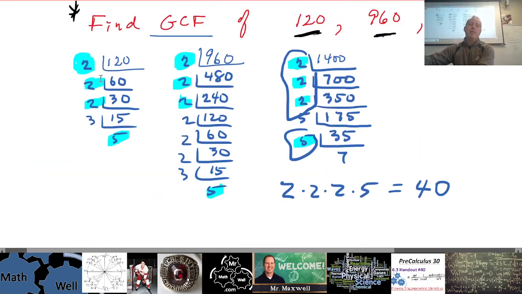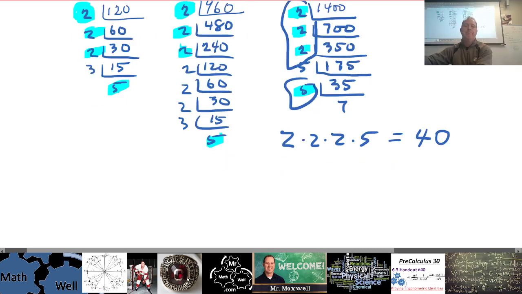So I don't know if this is easier or less time consuming than listing all the factors. I think it would be. Instead, you'd have quite a list of factors for 1400. But anyways.